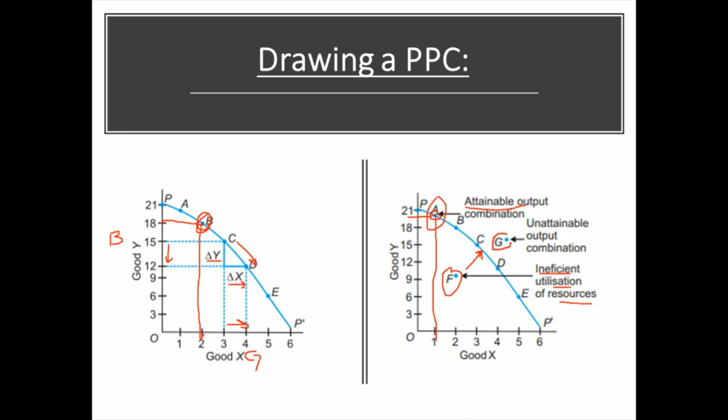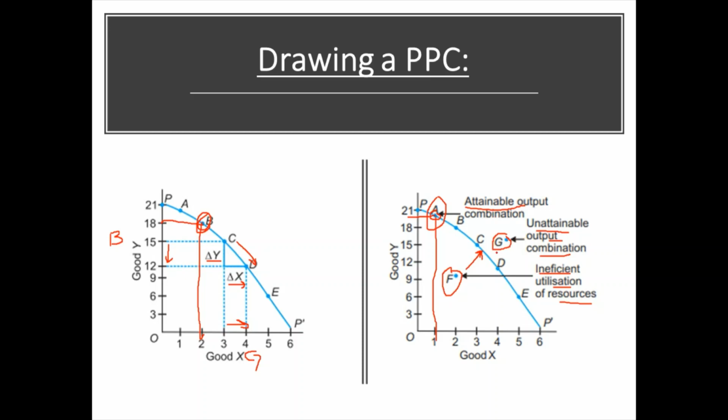Now if we talk about point G, this is a point that lies outside the production possibility curve. Now this point G shows us that there is basically an unattainable output combination, right? This can't be attained by the economy because the economy does not have a sufficient amount of resources to produce a combination that lies beyond the production possibility curve.